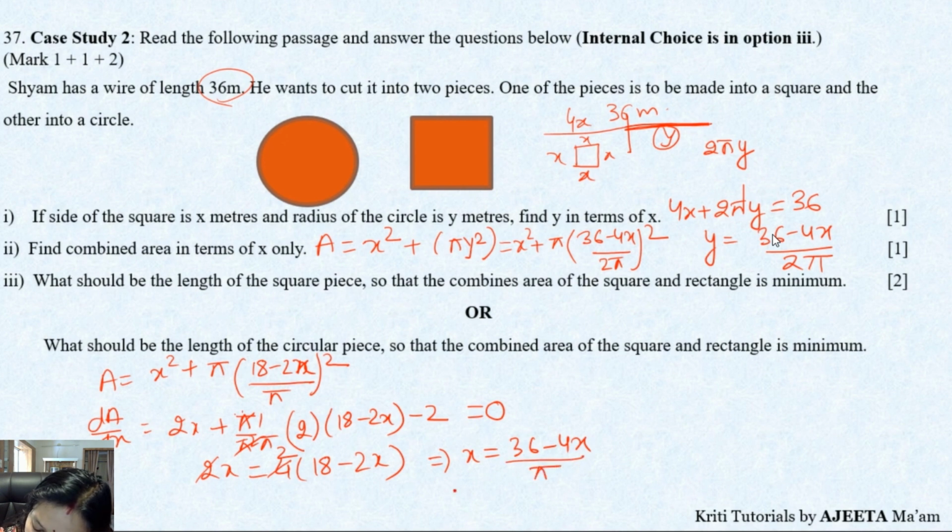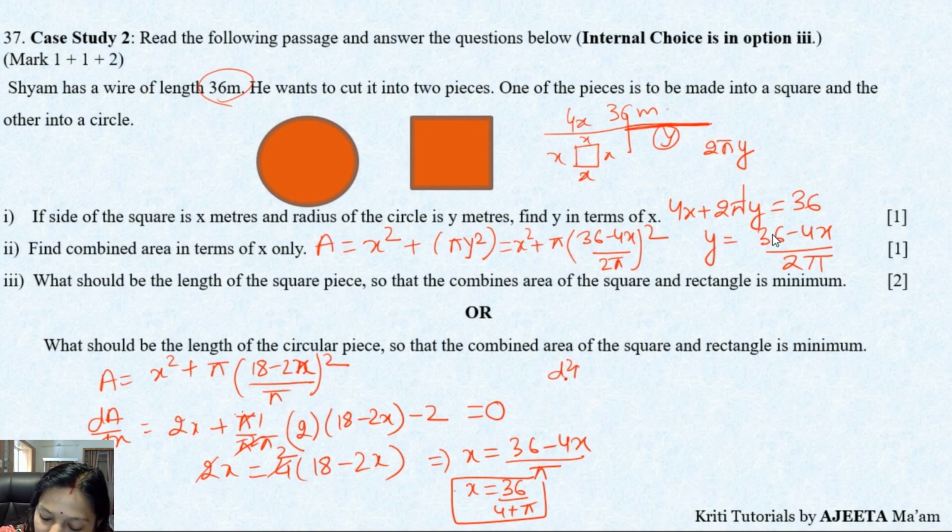So what will you get the answer as? x is 36 upon 4 plus pi. So x will be 36 upon 4 plus pi. So that is your answer for x. Correct? You can check it for the minima also by taking the test.